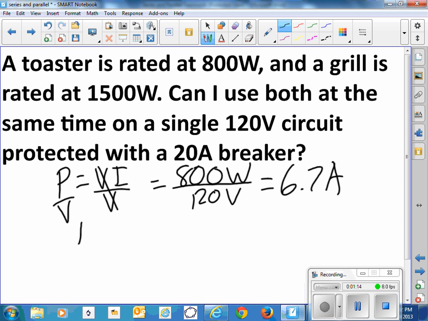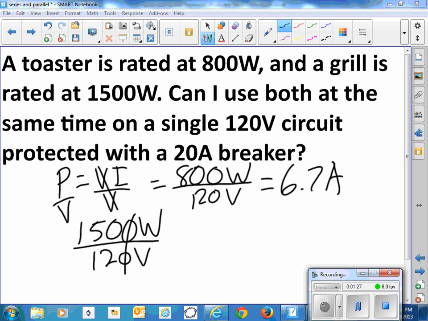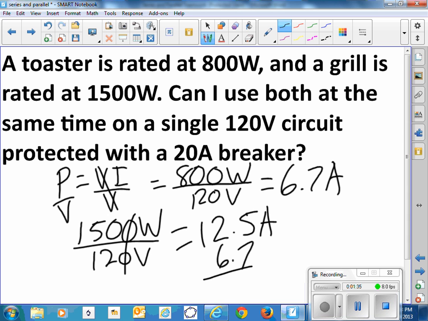Now let's look at the grill or a hot plate. 1500 watts over the 120 volts, 150 divided by 12, equals 12.5 amps. So if I add those two together, that's pretty close to 20 amps.